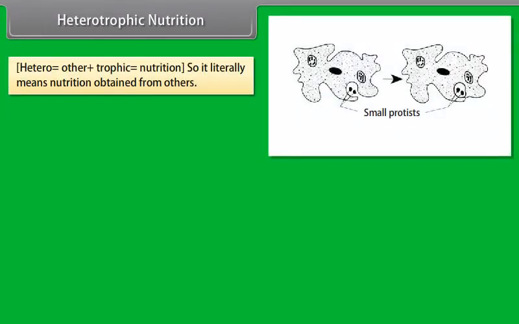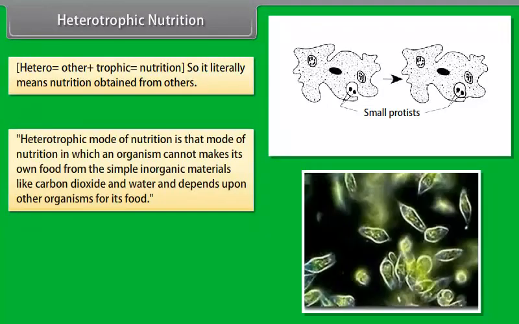Heterotrophic Nutrition. Hetero, other; trophic, nutrition. So it literally means nutrition obtained from others. A heterotrophic mode of nutrition is that mode of nutrition in which an organism cannot make its own food from simple inorganic materials like carbon dioxide and water and depends upon other organisms for its food.